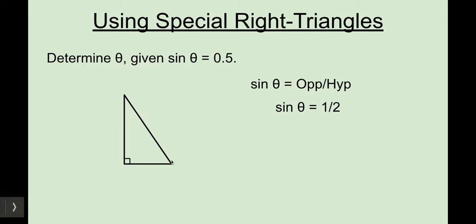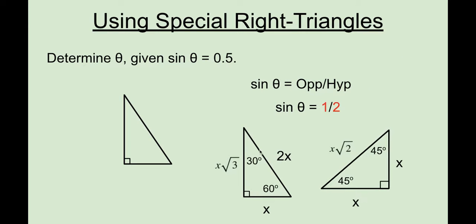Now I'm given that sine is 0.5. But when we're dealing with ratios of sides, let's get a fraction. So instead of 0.5, I'll make it 1/2. And now you can see opposite and hypotenuse. Opposite is 1, hypotenuse is 2. So I need a triangle where the opposite is 1 and the hypotenuse is 2. Well, we only have two special right triangles. So which one is it? In the 30, 60, 90 and the 45, 45, 90, which triangle do you see the numerical value of 1 and the numerical value of 2?